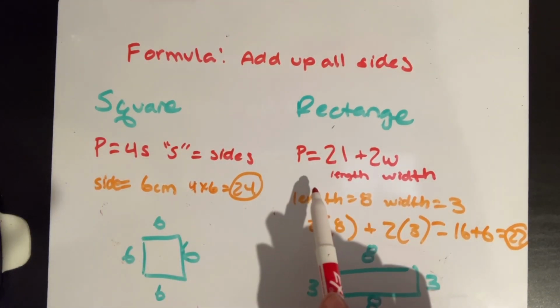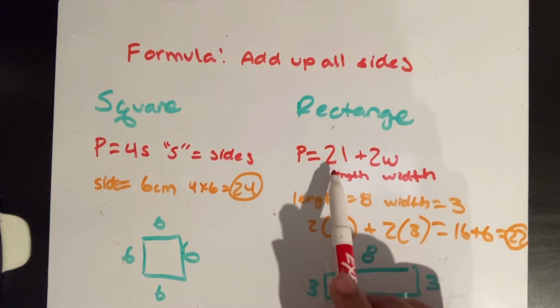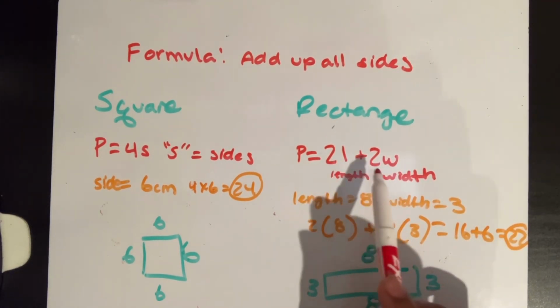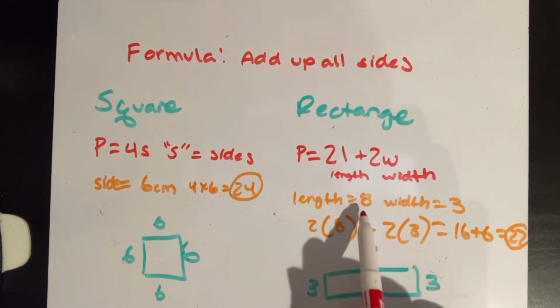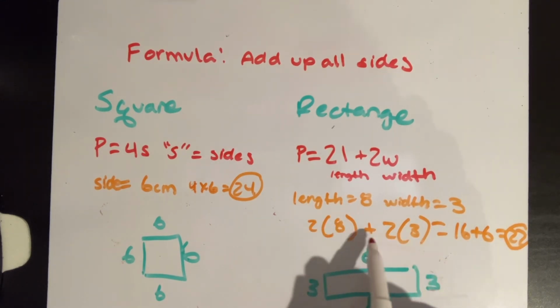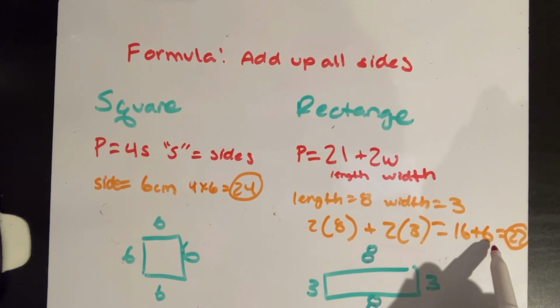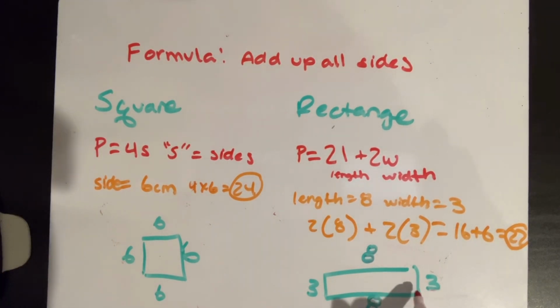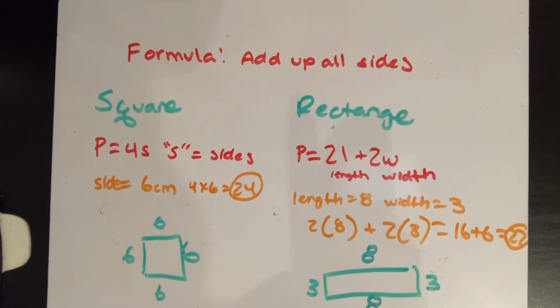In a rectangle, the formula for perimeter is 2 times length and 2 times width, also written as 2L plus 2W. If the length is 8 and the width is 3, then you can do 2 times 8 and 2 times 3 and add them together to get 16 plus 6, so the perimeter is 22. Let's look at it as an image. 8 plus 8 equals 16, 3 plus 3 equals 6, and that is 22. Let's take a look at a different type of perimeter.